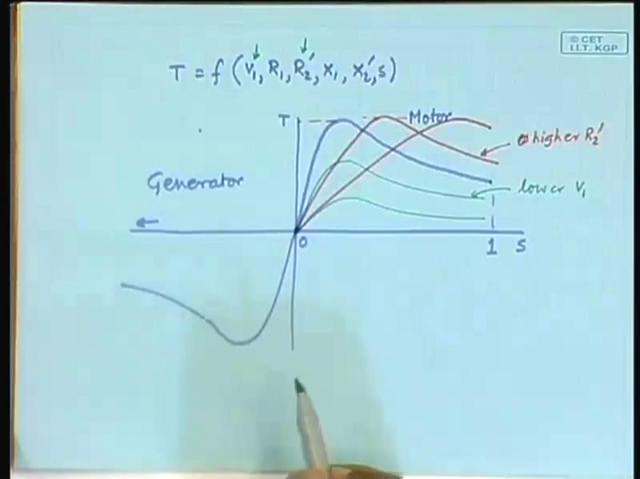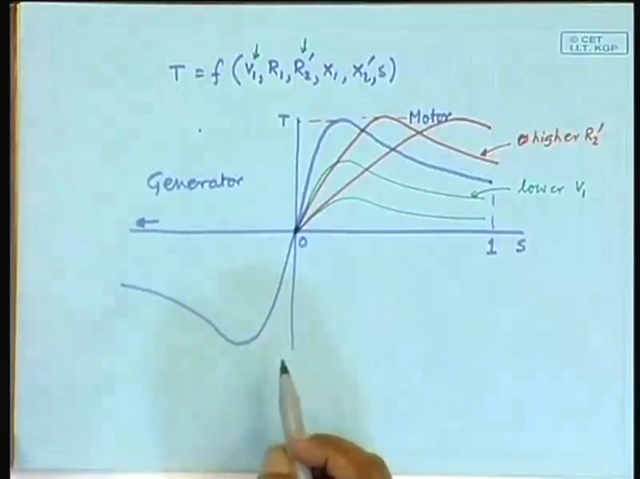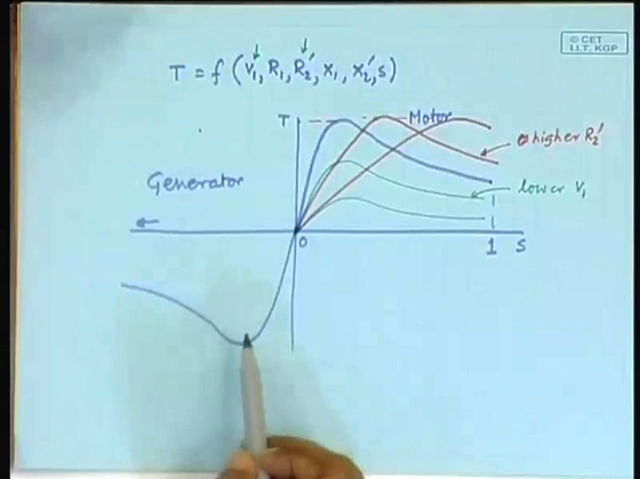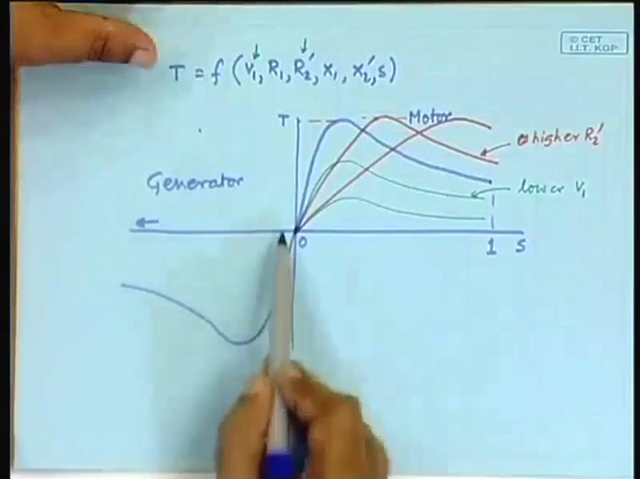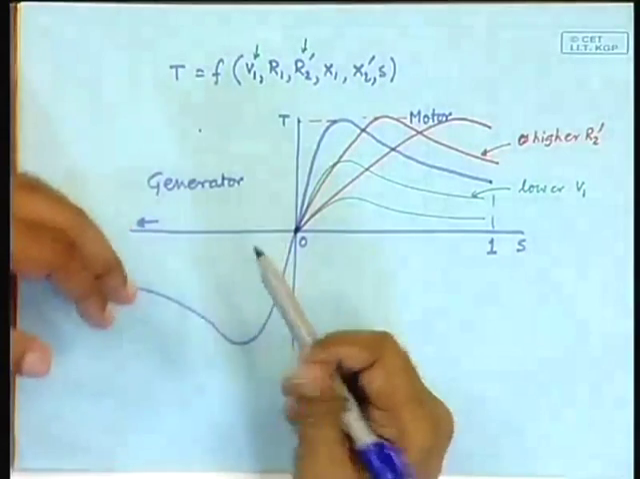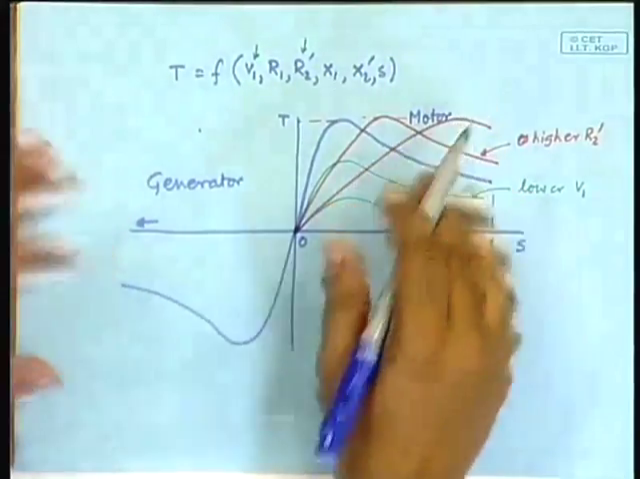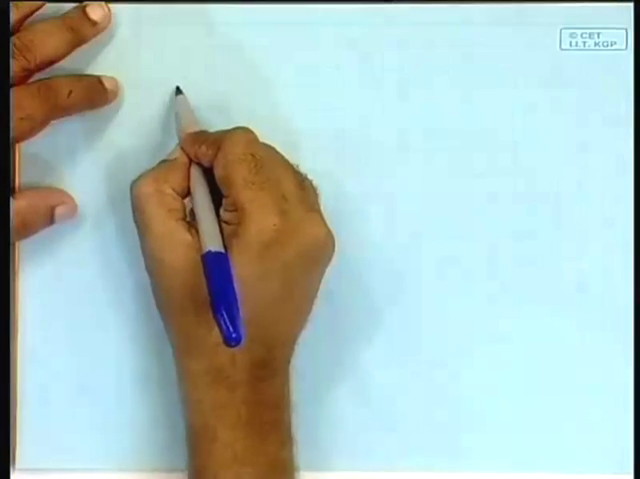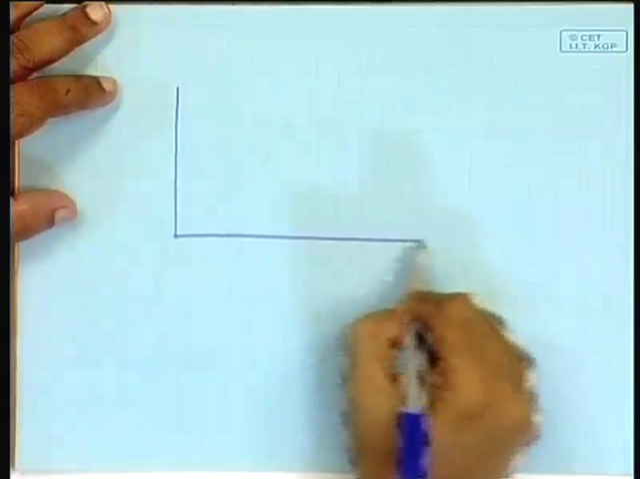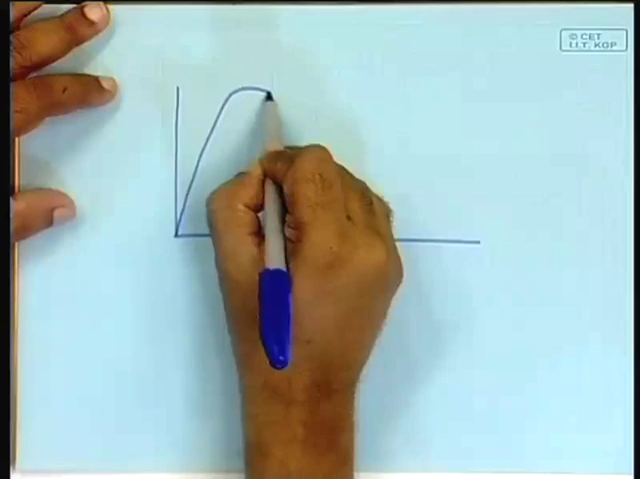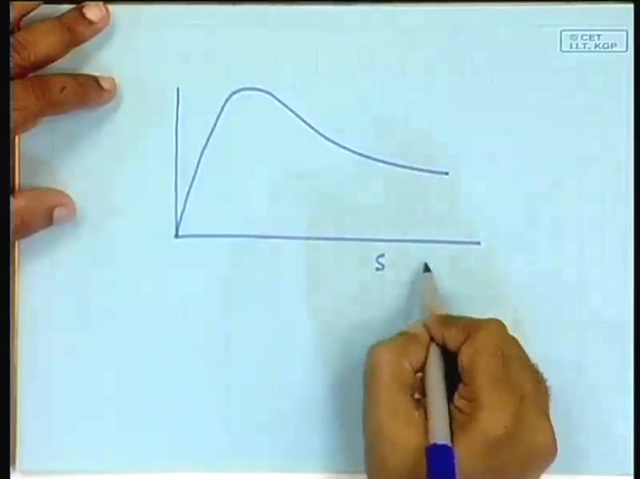Now it would be rather inconvenient for us, since we will be spending more time discussing the induction generator, to draw it in this quadrant. That is why we normally put it in the first quadrant with the understanding that now S is negative. So when we discuss any further, we will draw the torque slip characteristics like this, with S negative here.